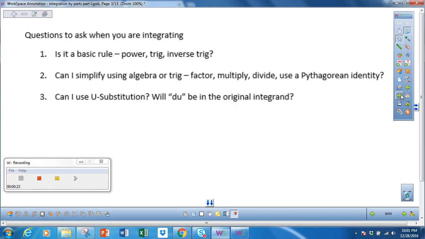All right, as you integrate, you need to ask yourself some basic questions. First, when you approach a problem, you want to ask, is this a basic rule? Can I use a power rule or a trig rule or an inverse trig? Secondly, if none of those are an option, can I simplify it so that they become an option? So can I factor? Can I multiply? Can I divide? Do I need to use Pythagorean identity? And finally, the last thing you want to try is use substitution. And remember, when you use substitution, you have to ask, will du be in the original integrand?